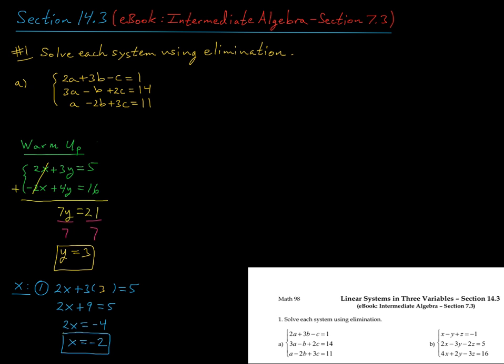Just as we were doing in the last section, we'll write our final solution as an ordered pair. So x is negative 2 and y is 3, and this is the solution to the system. Now, each one of these equations is linear, so the graph of each equation is a line, and this point we just found, negative 2 comma 3, is the point where these two lines intersect.